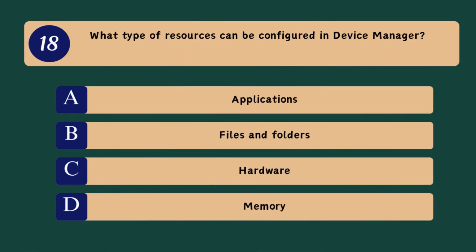Question 18. What type of resources can be configured in Device Manager? A. Applications. B. Files and folders. C. Hardware. D. Memory. Correct answer. C. Hardware.